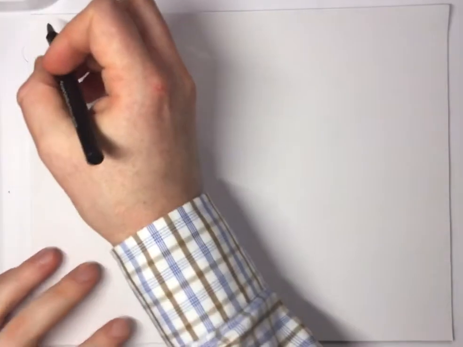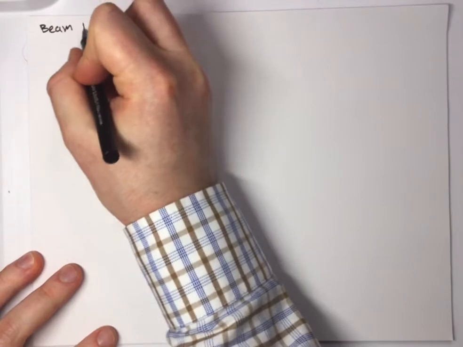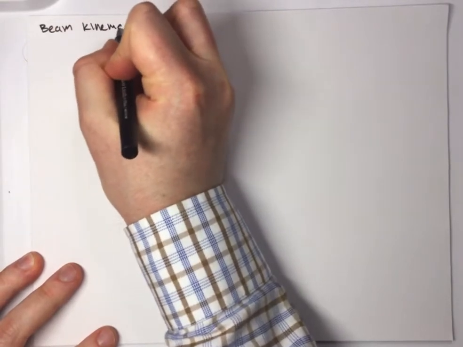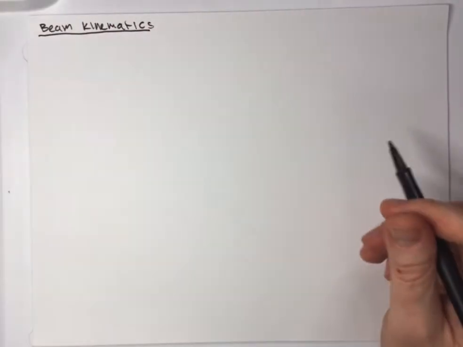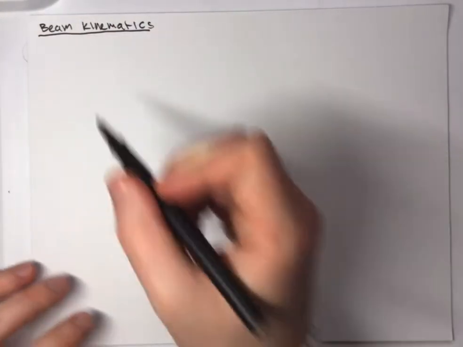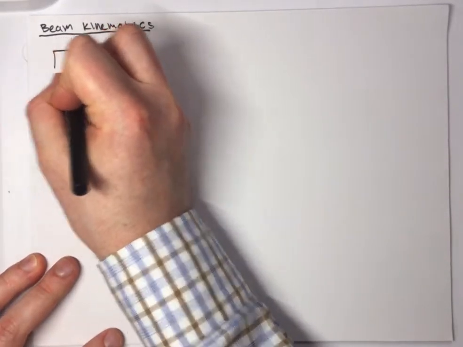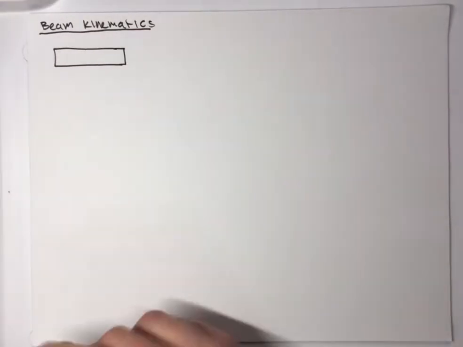So today we're going to start our discussion of beams, and like we did before for torsion or for 1D mechanics, we're going to start with kinematics. So again, this is how we relate displacements to strains, and it's really all about how the system deforms. And so we're going to start off with a beam, and it's going to look something like that.